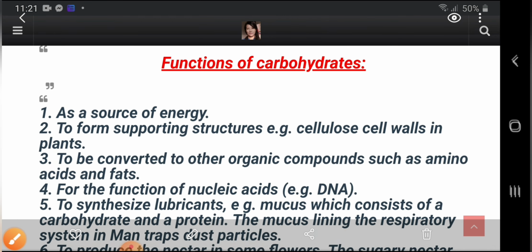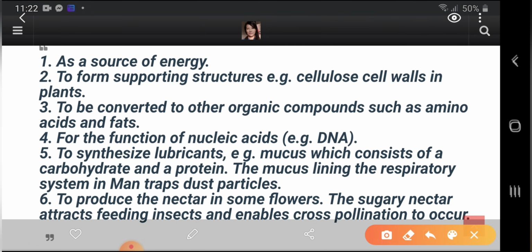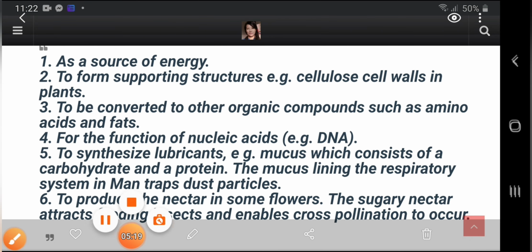All right, let's go to the next one. Number 5, to synthesize lubricant. For example, mucus, which consists of carbohydrate and proteins. Mucus lining the respiratory system in man traps dust particles. Also, some flowers produce sugary nectar to attract feeding insects and enable cross pollination to occur. So that is the main function of carbohydrates.